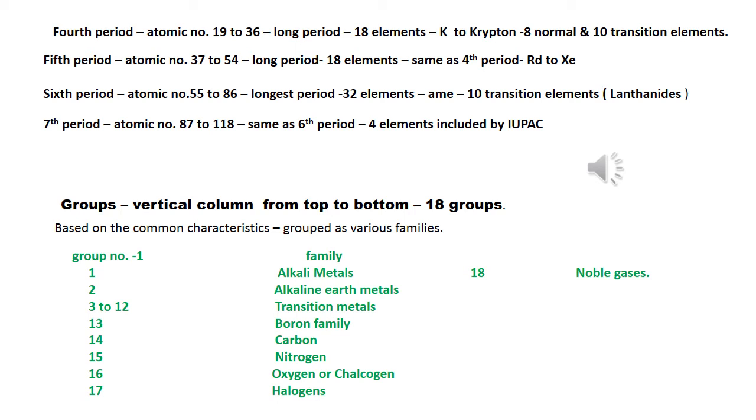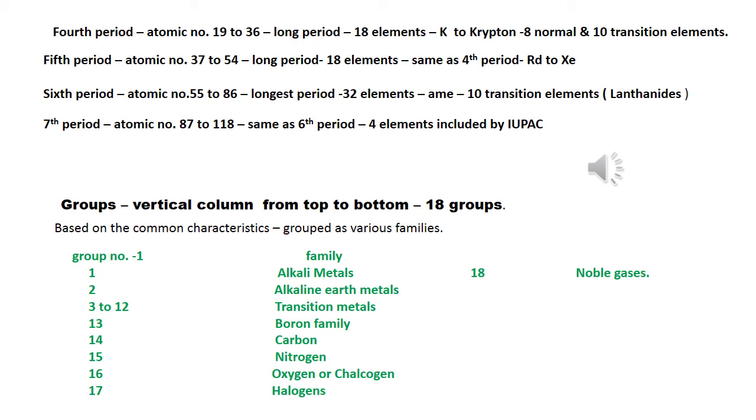Let us pass on to the seventh one, the last one. Seventh period, atomic numbers 87 to 118. It is also the same as the sixth period: 32 elements, with 4 elements included by IUPAC. So now we have discussed periods.